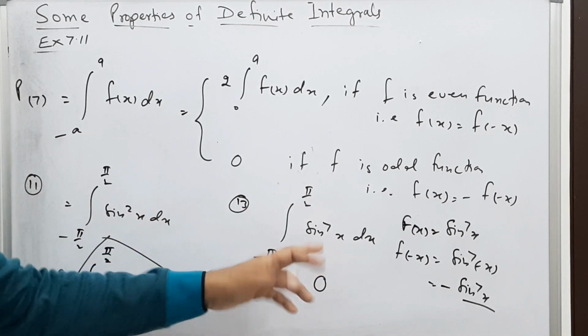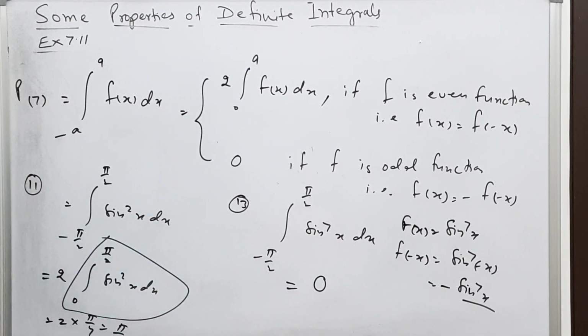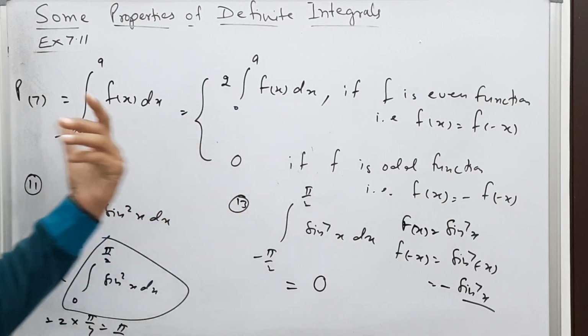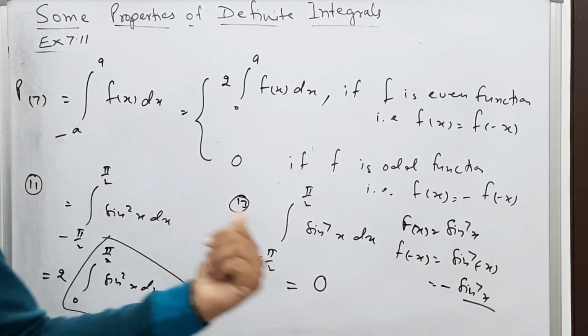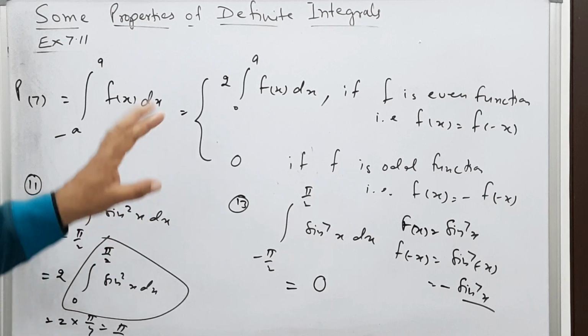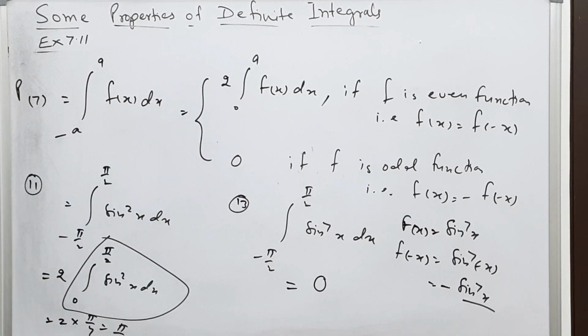And if you don't know this property, then sine 7x, it will be very complicated to answer this particular sum. But if you know the property, then it will be very simple. So these are the two problems which are based on this particular property, when f is even and when f is odd. I hope with the help of this you understood it very nicely.